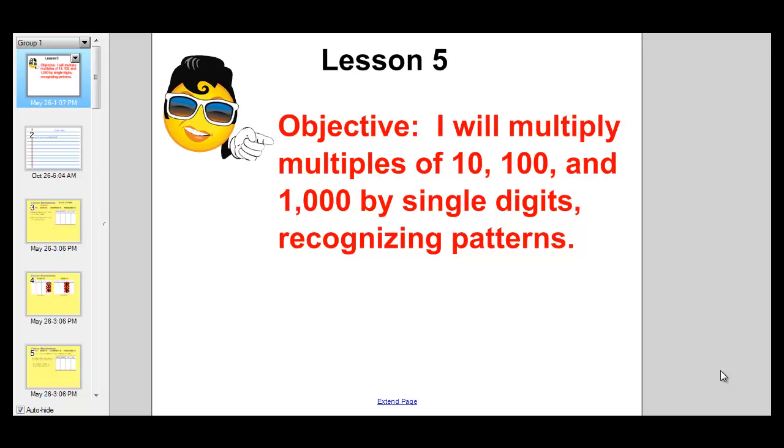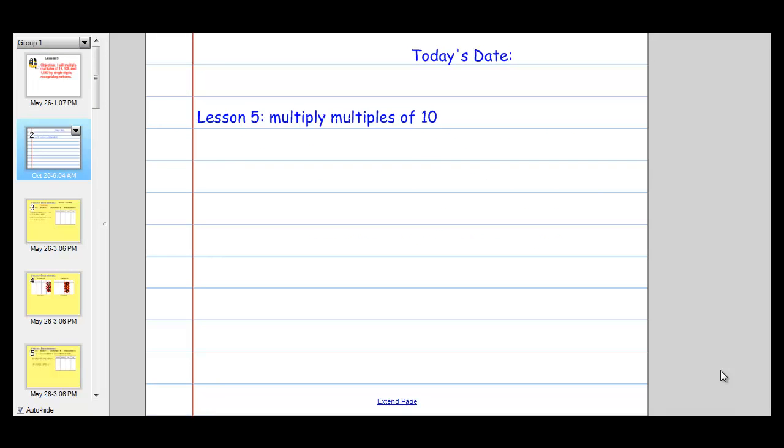Lesson 5. I will multiply multiples of 10, 100, and 1000 by single digits recognizing patterns. In your math journal, write today's date. Please do not skip this section. And I want you to write Lesson 5, multiply multiples of 10. When you're ready, press play.